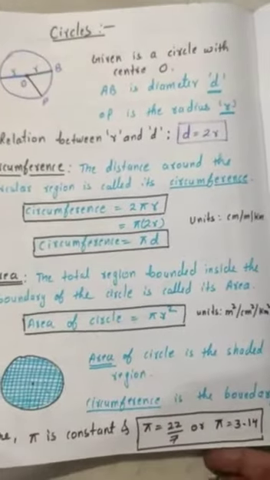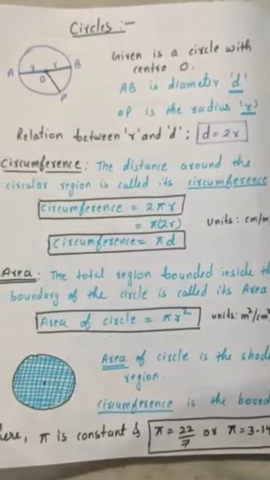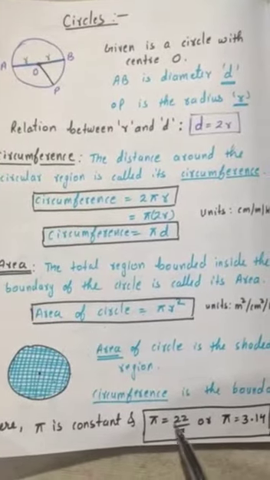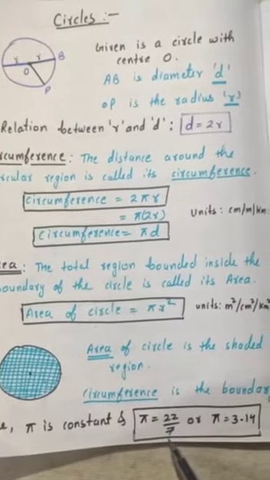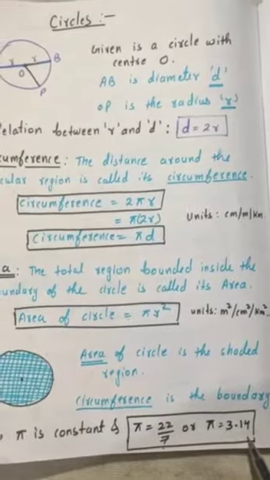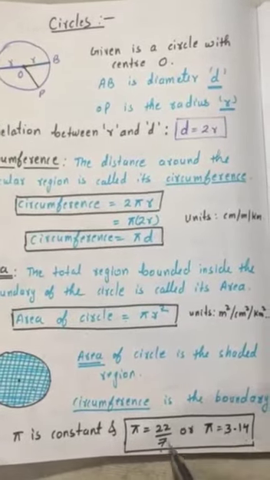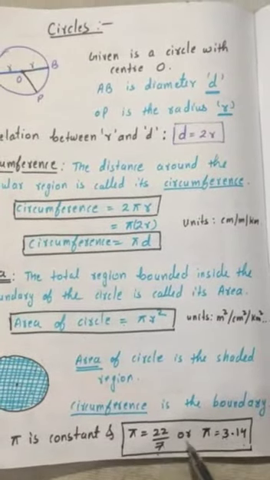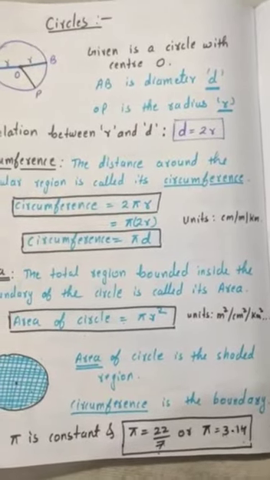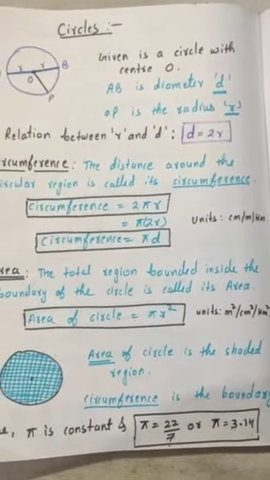Now what about pi? Pi is a constant. Its value is given by 22/7. If you want to write it in decimal form, you can write it as 3.14, but you have to use only 22/7 unless and until it is mentioned to use 3.14. So these are the formulae.